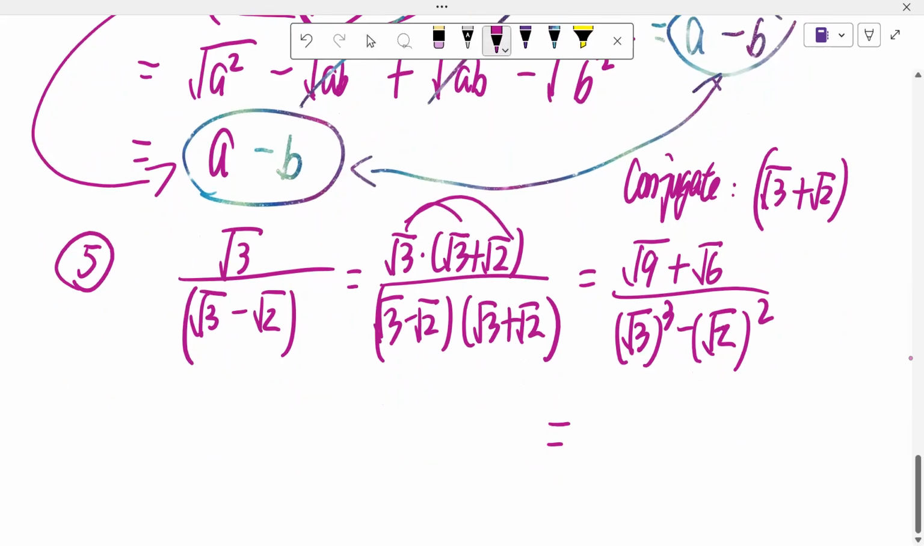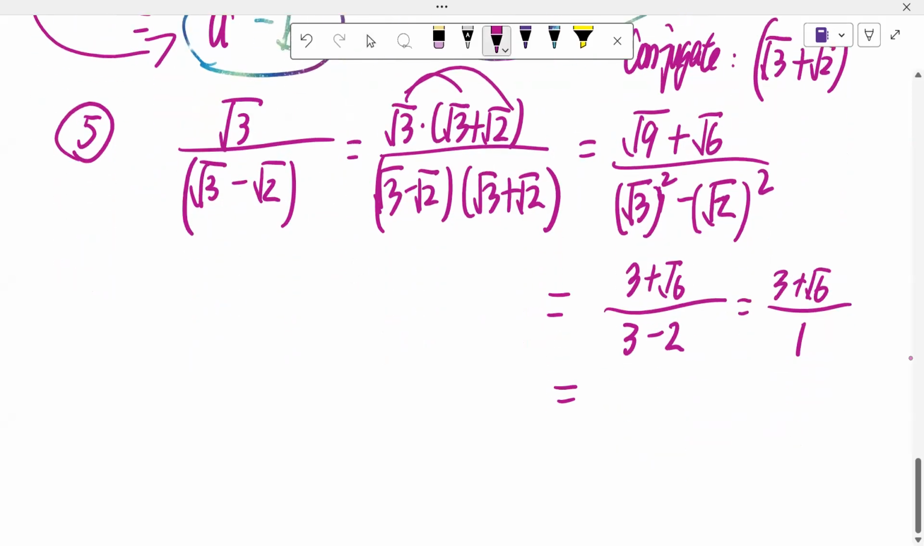After that, simplify. Square root of 9 is 3, plus radical 6. On the bottom, the square root and the square cancel each other. So square root 3 squared, that's 3. Square root 2 squared is 2. So we get 3 plus square root 6 over 1. So the answer is 3 plus square root 6. Yeah, any question about this?